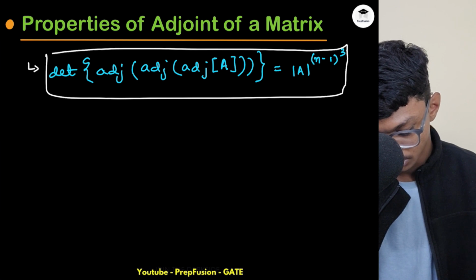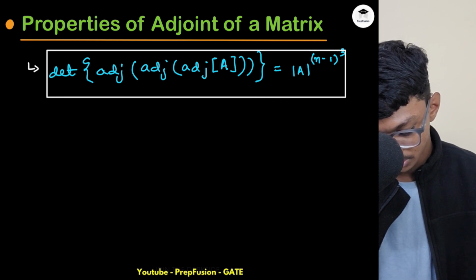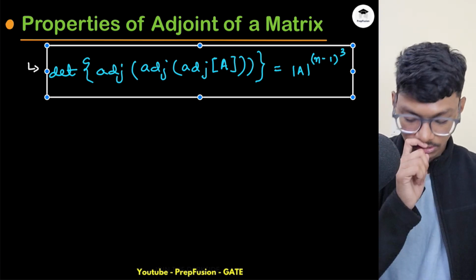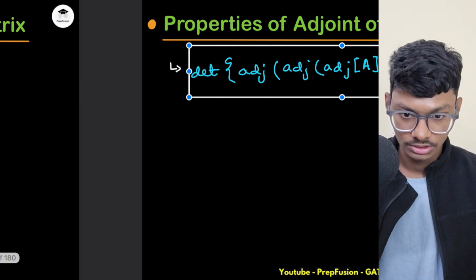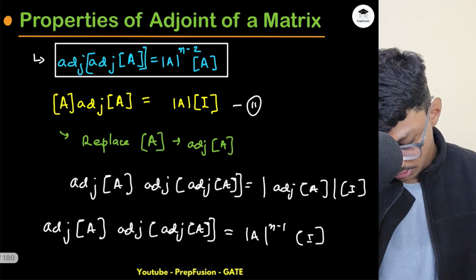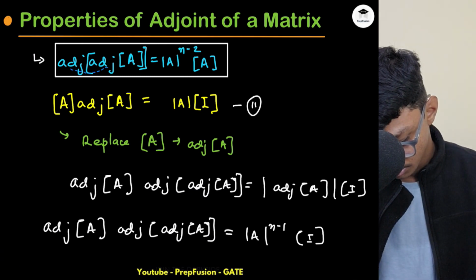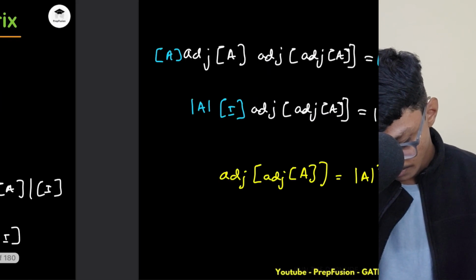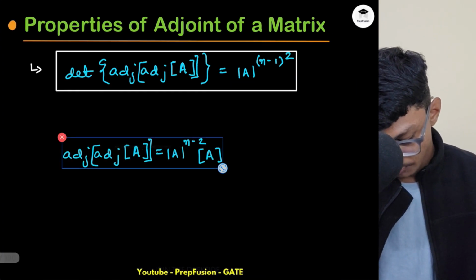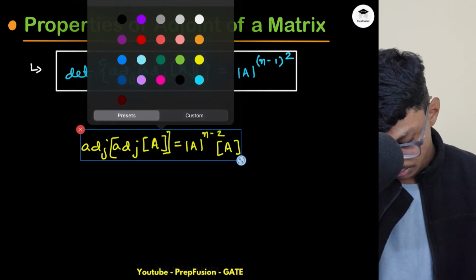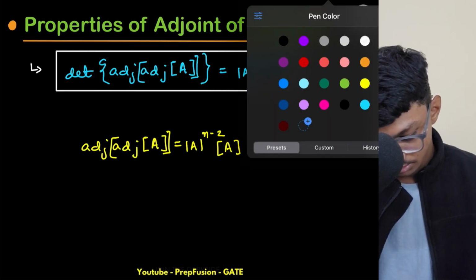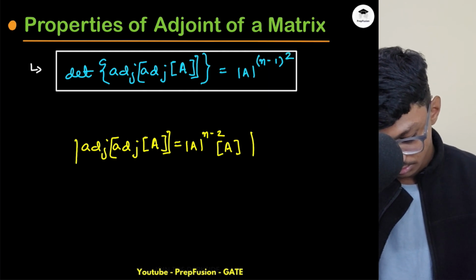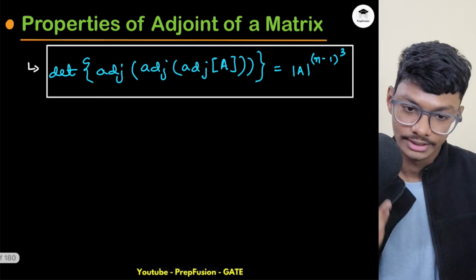You just do one thing. Just take the determinant on both sides of the previous one that we proved. So basically, just take the determinant of this, whatever I proved over here. If you take the determinant of this, you will get your answer. Okay, so yeah, that's how you do it.